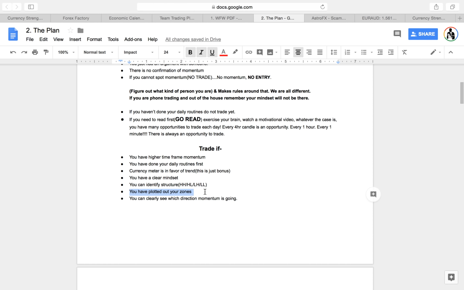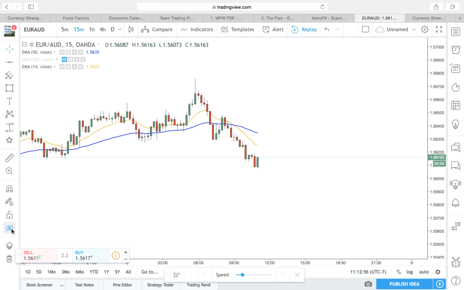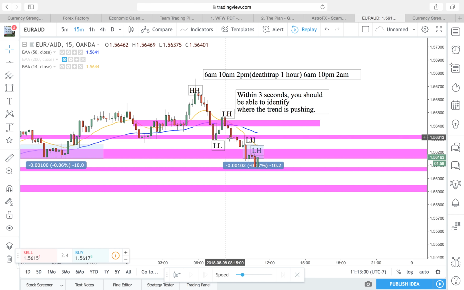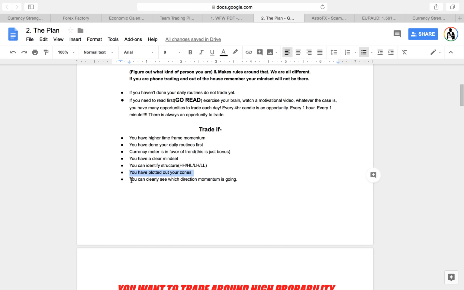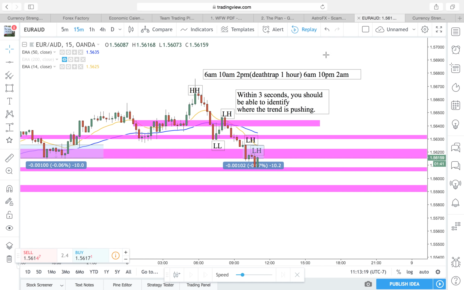You've plotted out your zones. We plotted out our zones. Right? We had the zones plotted out. So our zones were, we were here, the next zone was here, the next zone was there. Those were our zones. We went to the zone because we were in between zones. Right? This is so big, you got to clearly be able to see which direction momentum is going. If you cannot clearly see which direction momentum is going, don't trade. That's it.